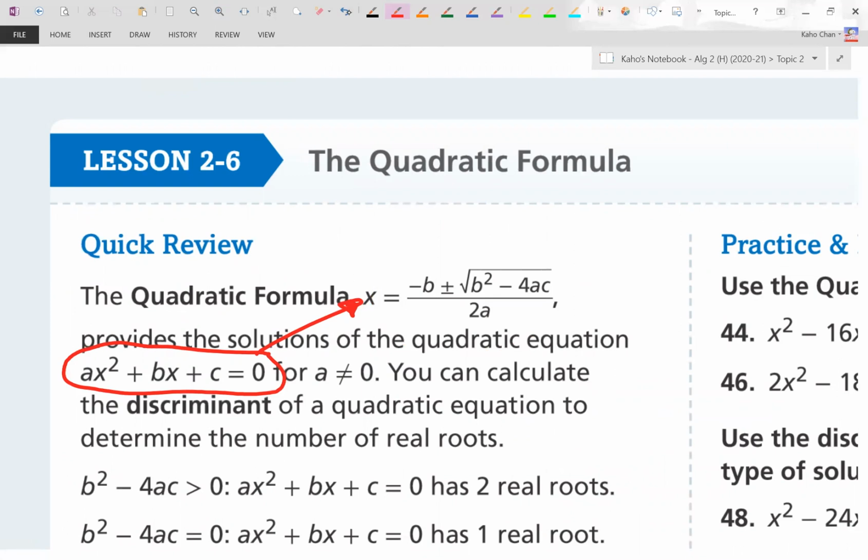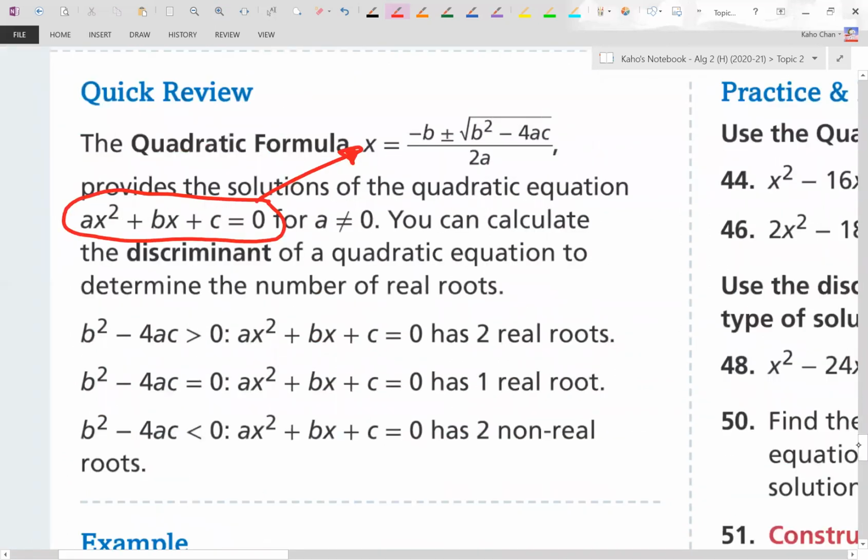All right. Part of this quadratic formula is to determine how many real roots you have. If the discriminant, the b squared minus 4ac, is greater than 0, you'll have 2 real roots. If it equals 0, you'll get 1 real root. And if it is less than 0, meaning negative, you'll have no real roots, meaning 2 imaginary roots.